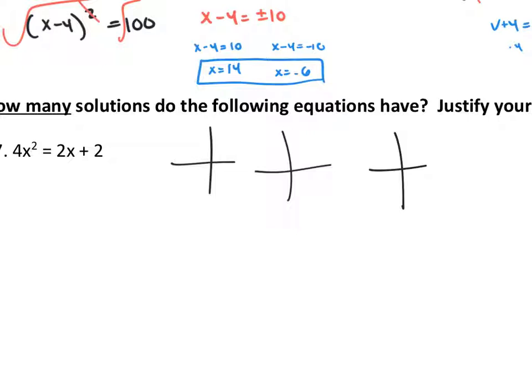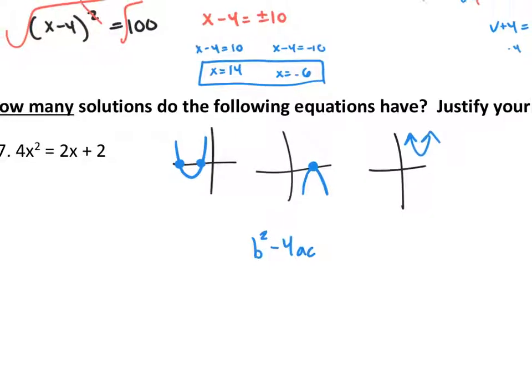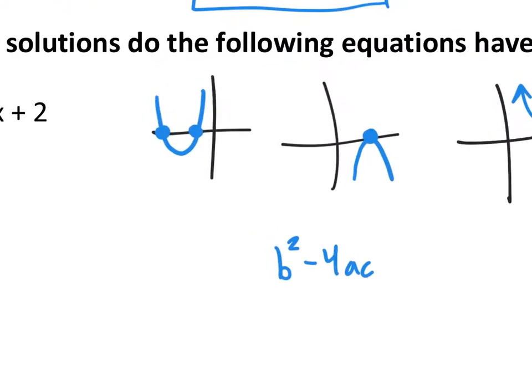We can have a quadratic that hits the x-axis twice to have two solutions. We could have one that hits it once for one solution. And we could have one that does not hit the x-axis at all, so it would have no solution. And the way to determine that is called the discriminant. And the discriminant was the part that was underneath the square root. So it's b squared minus 4ac.